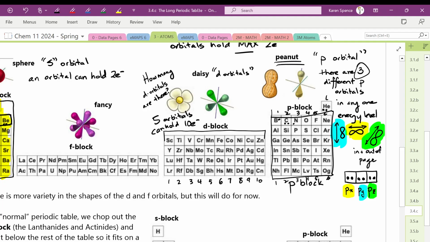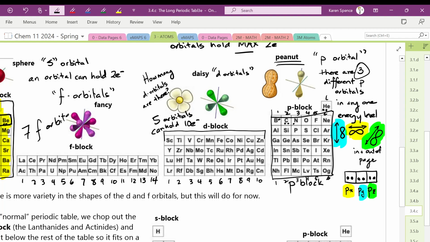And now you're going to figure out how many f orbitals there are, because F stands for fancy. 1, 2, 3, 4, 5, 6, 7, 8, 9, 10, 11, 12, 13, 14. How many f orbitals are there? 7 f orbitals.